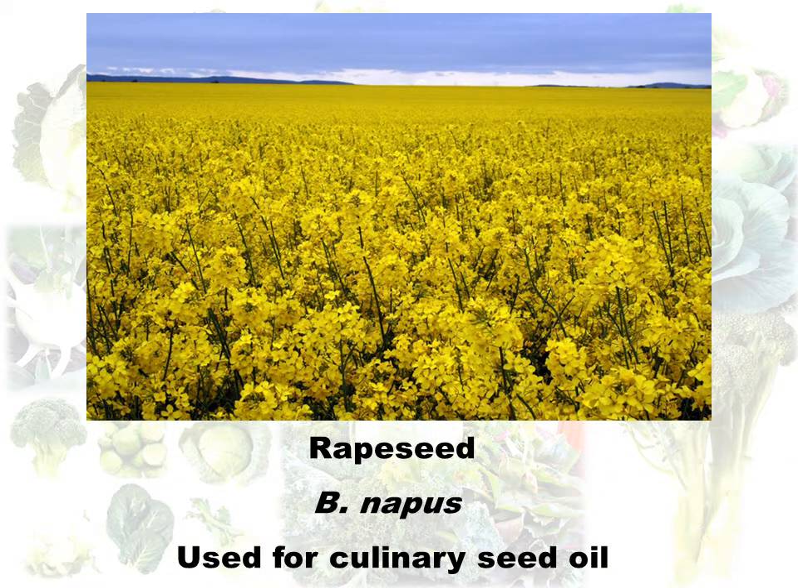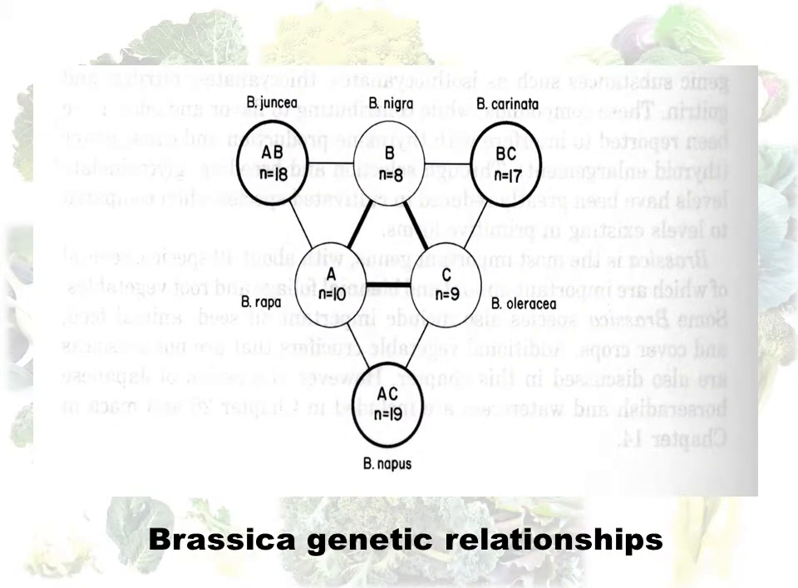Then rapeseed, Brassica napus, is used for culinary seed oil. So whatever oil we use, that is rapeseed. And these are the genetic relationships. We will read again in genetics how they originated, like Brassica juncea, nigra, carinata, oleracea, rapa, napa. So how the origin of these plants took place.